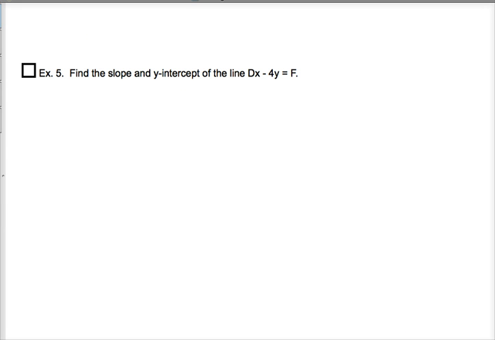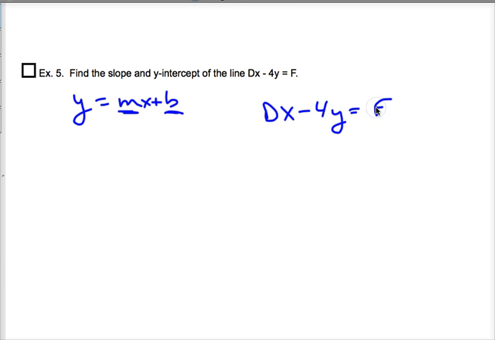Find the slope and y-intercept of the line dx minus 4y equals f. Again, easiest way is probably to get the y alone, so it's in slope-intercept form. If it's in slope-intercept form, I know the slope's what's in front of the x. I know the y-intercept at the end. So let's get the y alone and see if we can identify that. This is what we did last chapter when we solved for a letter. Get rid of your adding and subtracting first.